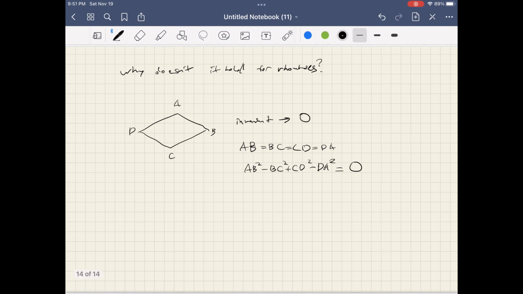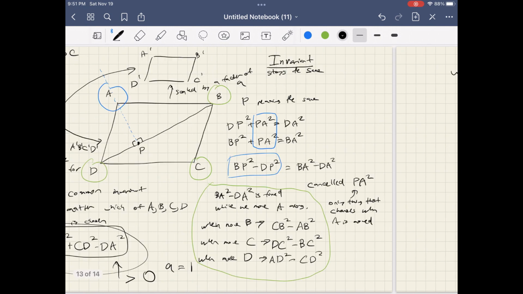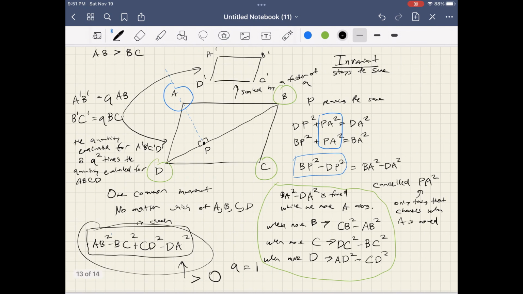So we can scale this by whatever we want, and it will still be 0. So that means that A, B, C, D can hypothetically be scaled up by whatever quantity we want, and the invariant will still be 0. So we can't outlaw this in the same way we could outlaw this when ABCD was not a rhombus.